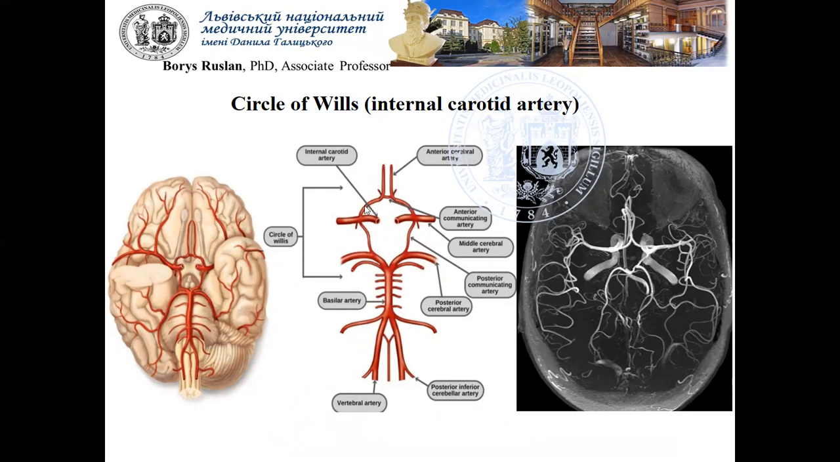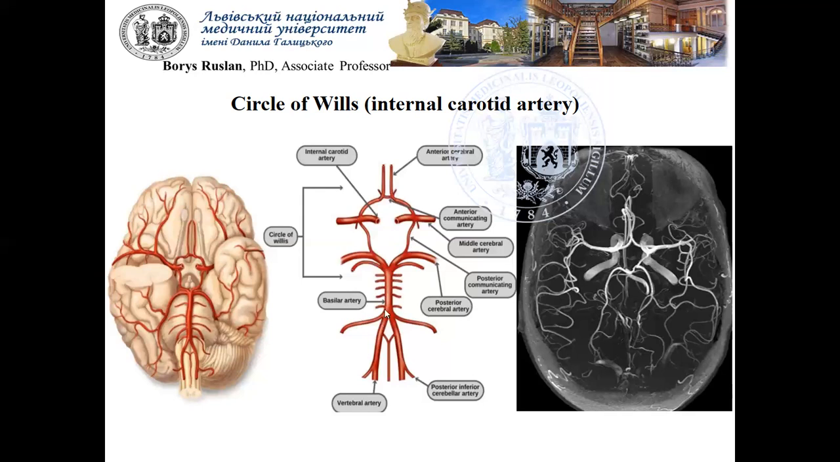The paired arteries are the anterior cerebral arteries here, the middle cerebral arteries, the posterior cerebral arteries at the back, and the posterior communicating arteries. The unpaired one is the anterior communicating artery. So together it's 9.